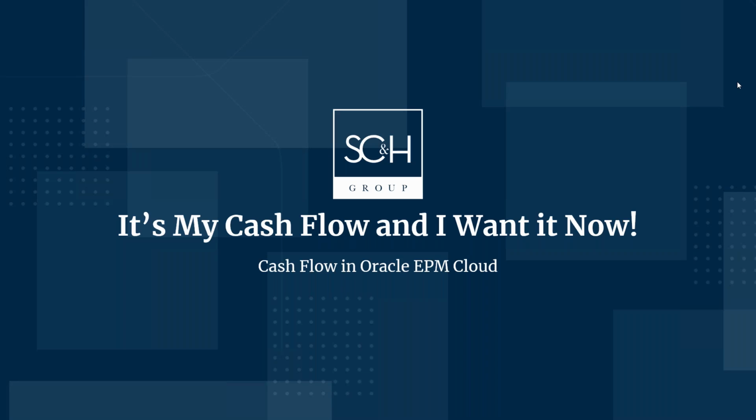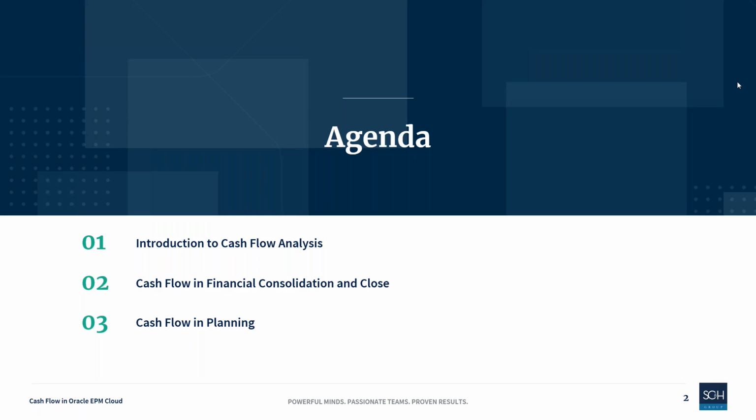I'll show you in a second. We have some slides about what we do here. We're going to be talking today about cash flow in the EPM systems. I have the title, It's My Cash Flow and I Want It Now, if anyone remembers those commercials from way back when. We're going to be talking through three topics here today. First, we're going to talk about cash flow analysis, what it is and how it works. Then we're going to talk about cash flow in financial consolidation and close. And finally, we're going to talk about cash flow in planning, talk about how they're similar and how they're different.